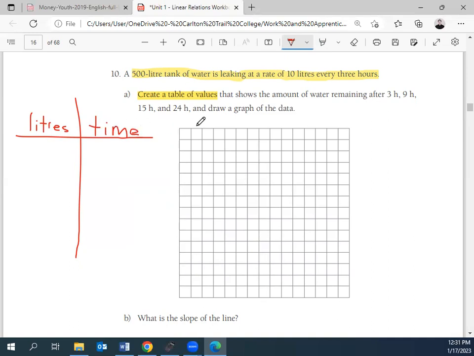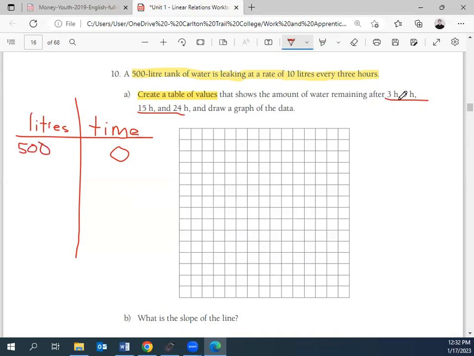So yeah, we have liters and we have time. And so whenever we start a T graph, first off, it's telling us what it wants us to put in there. There's also another one that we always put: 0. How many liters do we have when nothing's happened, no time's passed? How many liters are in that tank? 500, right?